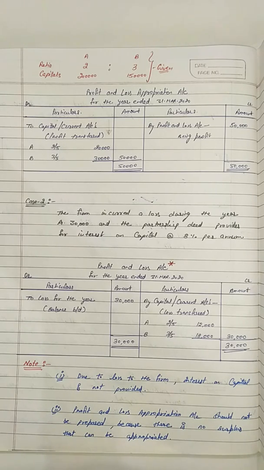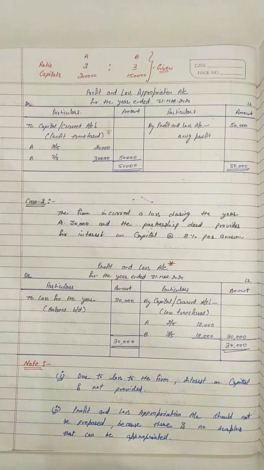First we write on the credit side by profit and loss account, that is 50,000, because here profit is given, and the partnership deed is silent about the interest on capital, so we do not allow any amount of interest to the partners. It means 50,000 will be distributed to A and B in their profit sharing ratio, that is 2:3, means we divide 50,000 in 2:3. A receives 20,000 and B receives 30,000, and close both sides.